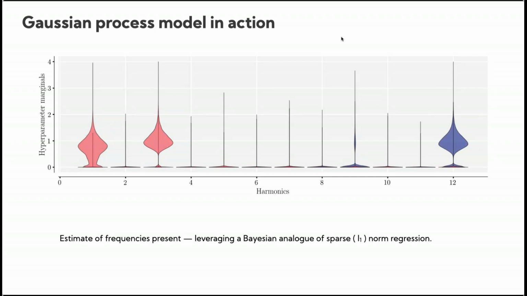So you're playing with these two things, and it's trying to find the best fit for the different parameters that have been selected. So in this case, we had frequency ranges from 1 to 12, and it's figured out that I need modes 1, 1, 3, and 12 more so than some of the other modes. So just by inspecting these hyperparameter marginals, you can determine which of the frequencies are dominant.